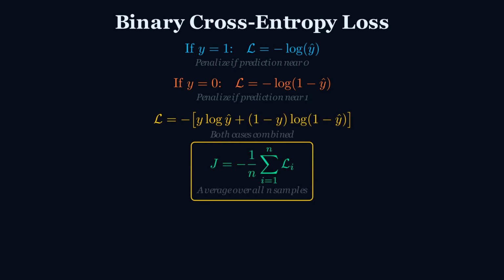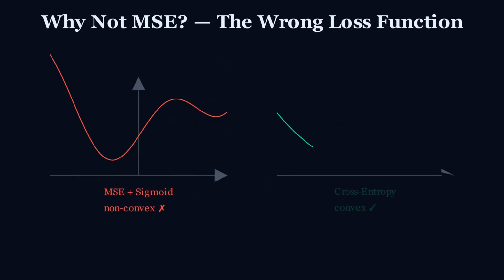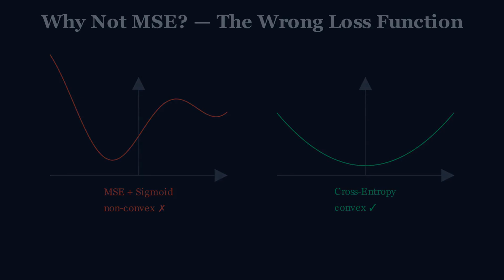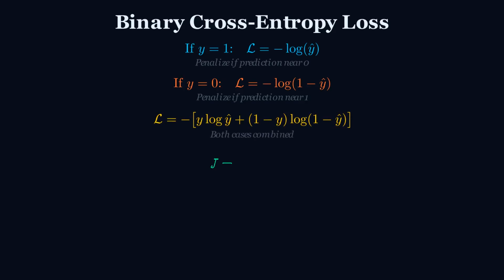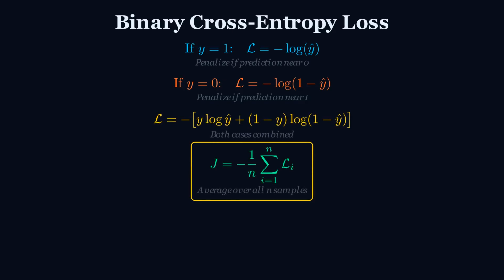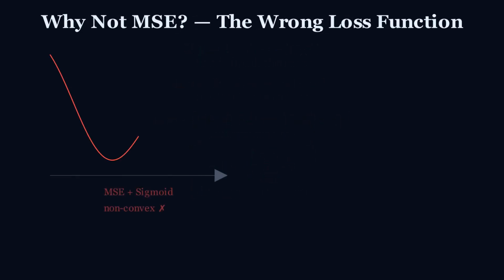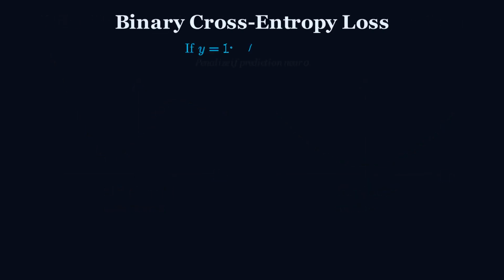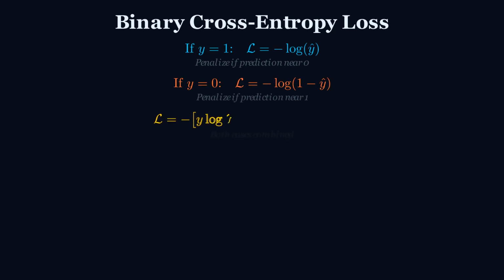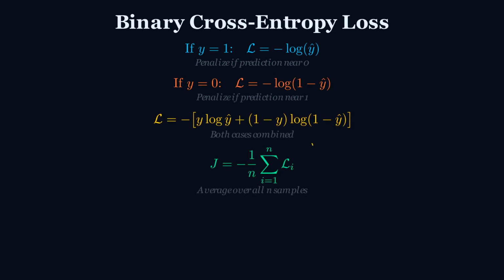Enter binary cross-entropy, also known as log loss. The intuition is elegant. If the true label is 1, we penalize with negative log of y hat. If y hat is close to 1, perfect prediction, the loss is near 0. If y hat is close to 0, catastrophically wrong, the loss approaches infinity. Similarly for the case when the true label is 0. Both cases are combined into one equation.